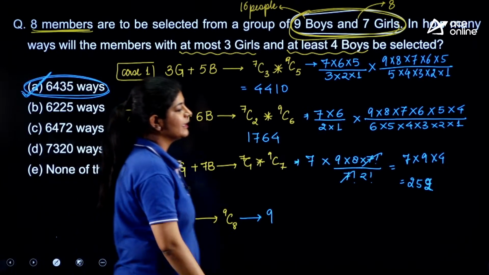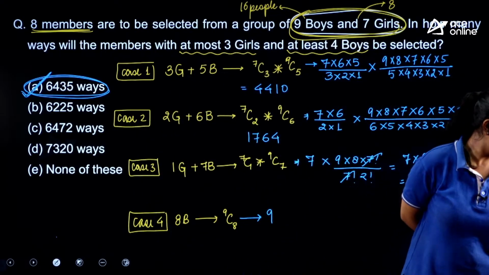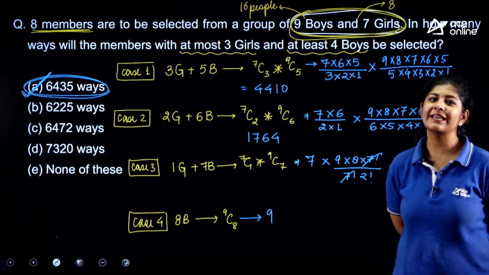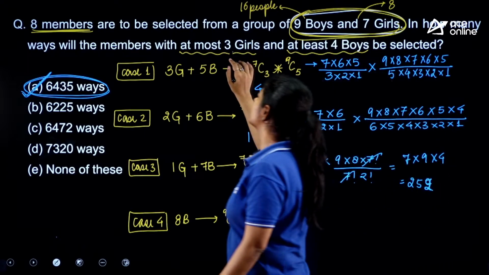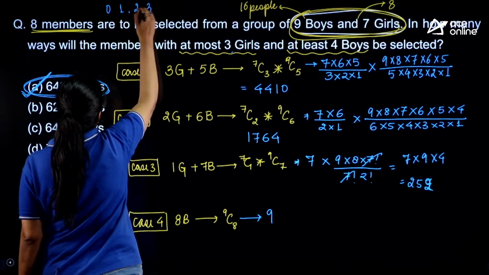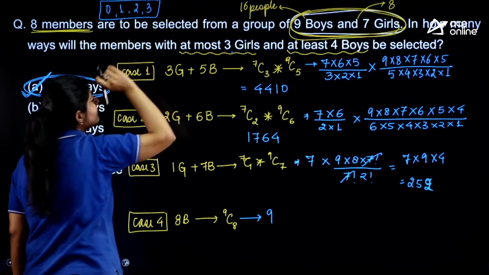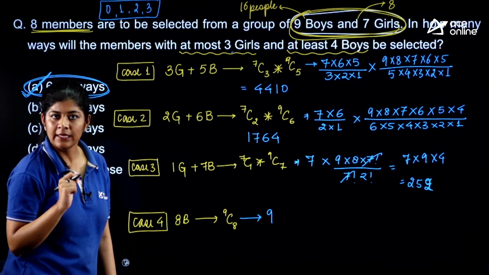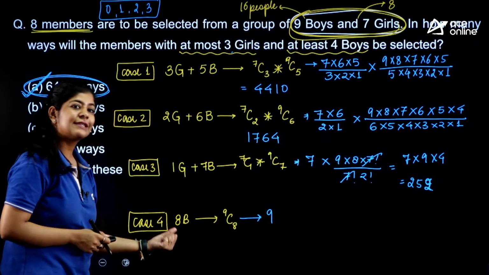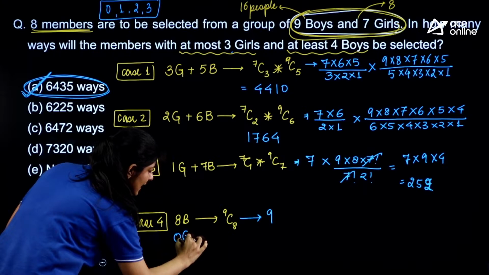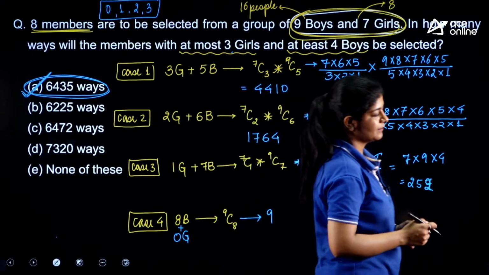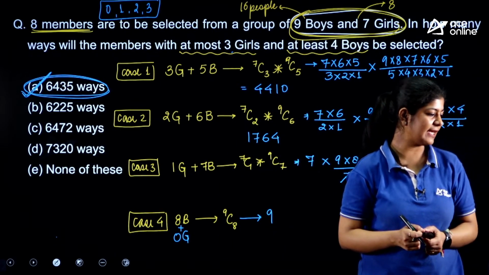When we add all these values, we are getting our answer as option number A. Why should we consider case 4? Because as we are having at most 3, that means we are having 0, 1, 2, 3. At most 3 means the maximum number that I want is 3. And the minimum number, in this case, should be 0. So we need to consider this case as well. We are having 0 girls and 8 boys. So that's why we considered our case number 4.